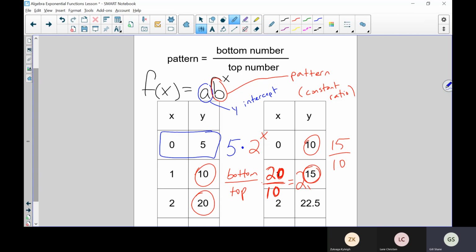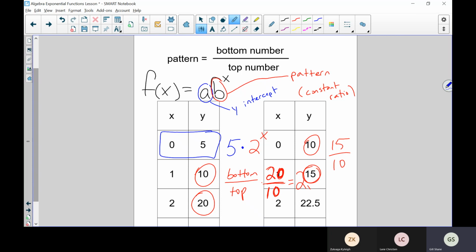So the formula for this one would be what? Real quick, 15 divided by 10 is 1.5, by the way. We did the formula for the one on the left. What's the formula for the one on the right? 10 is the A value, because again, X is 0, we pick the Y value, so the A value over here would be 10 times what? 1.5. And then 1.5 is the B value.